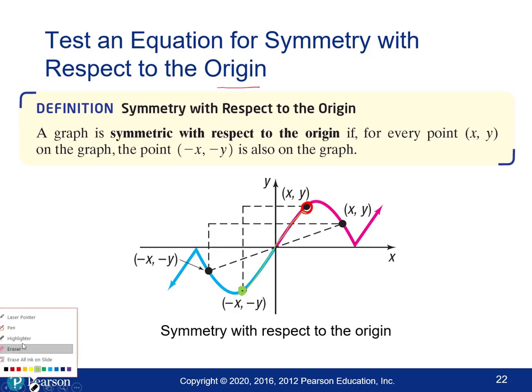So let's highlight the other points so you can see what I'm talking about. Like this point right here, if I go right through the origin, then there's the symmetric point, same distance away from the origin. Same thing here, this point, go through the origin, and there's that symmetric point. So if you have symmetry about the origin, then your original x and y, the symmetric point is negative x and negative y.